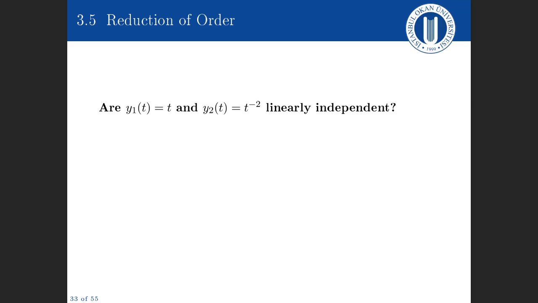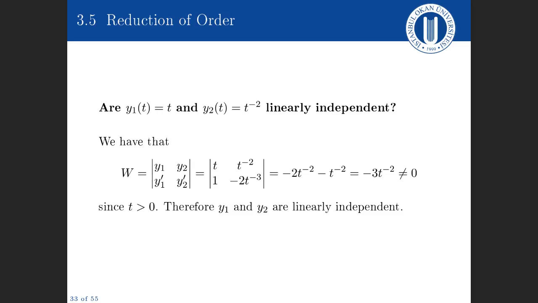Are t and t to the power minus 2 linearly independent? How do we answer this? We answer this using the Wronskian. The Wronskian of these two functions is minus 3 t to the power minus 2. And this is not equal to 0 for all positive t, which is where the differential equation is defined. So therefore, y1 and y2 are linearly independent. So, of course, now we have a fundamental set of solutions, and we can use them to write down the general equation.